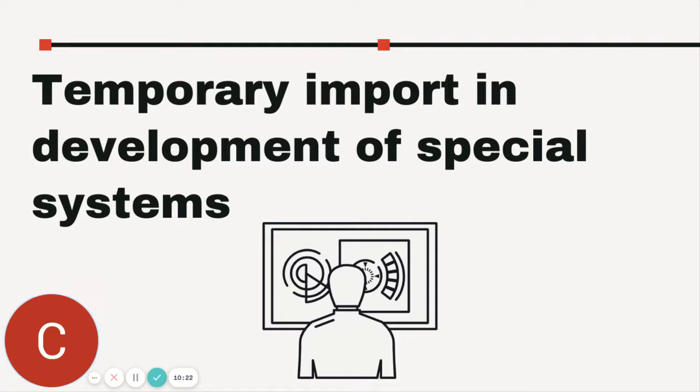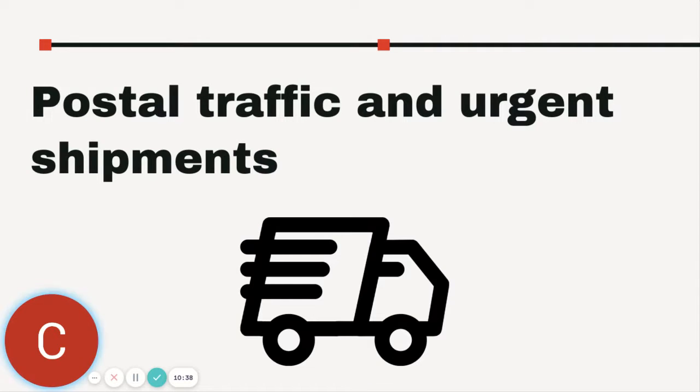Under this modality, goods may also be intermediates, capital goods, and spare parts that are used in the production of goods for export or destined for the provision of services directly linked to export. Then we have postal traffic and urgent shipments. Shipments of postal correspondence that reach the National Customs Territory through the official postage network, and express shipments, so long as their FOB value does not exceed $2,000 and they require agile delivery to the recipient.